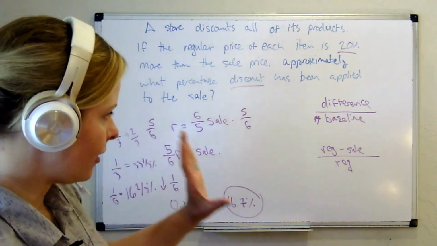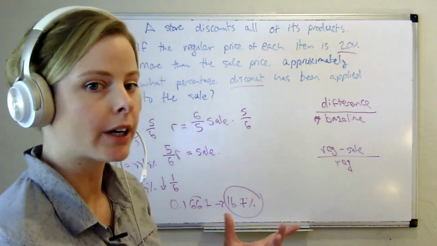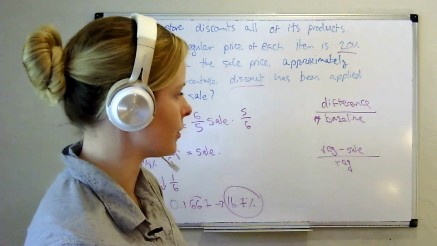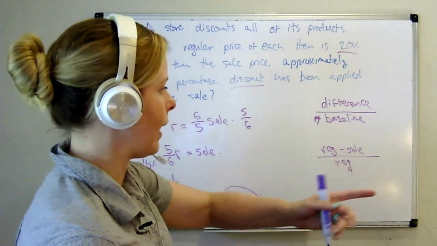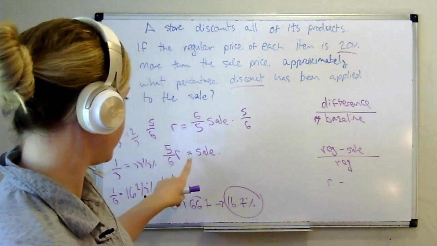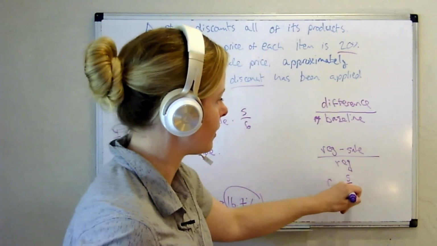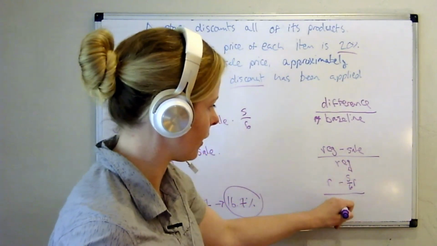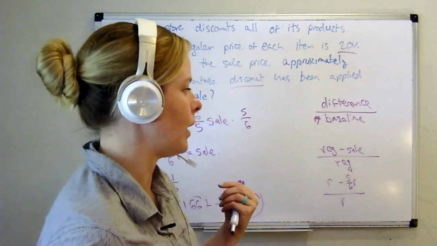Now, if you feel more comfortable using the percent change formula, you can absolutely do that as well. All we're going to do is substitute some of these variables so that we only have one variable we're dealing with. I think it's easiest to substitute out the sale. So we'll end up with r minus, and over here we've already figured out that our sale is equal to 5/6 r. So 5 divided by 6 times r, and we're putting that over r.